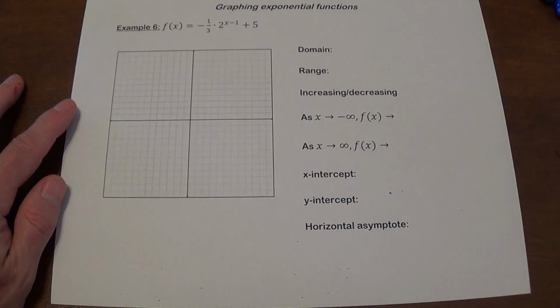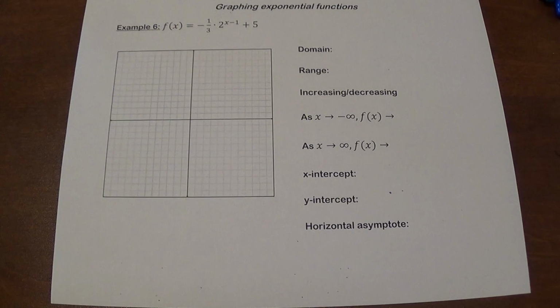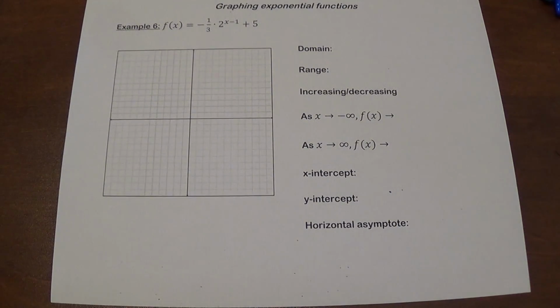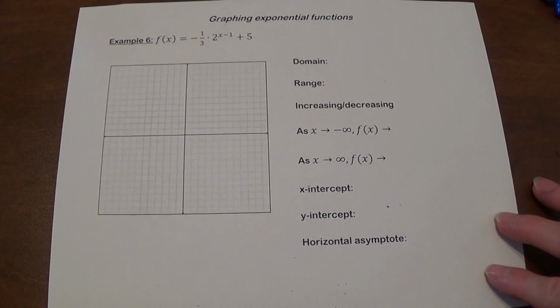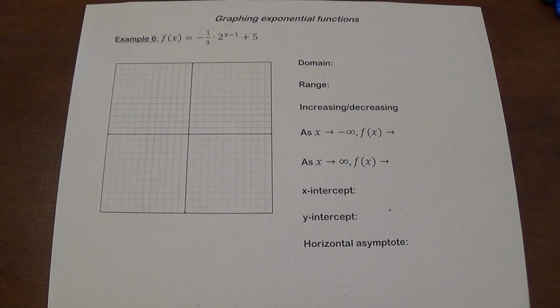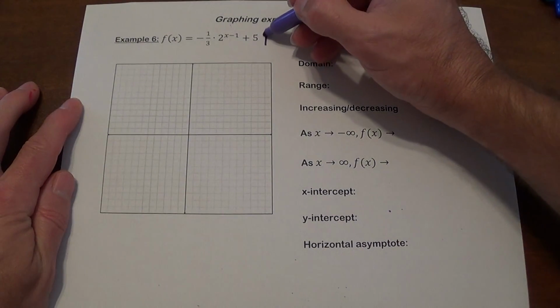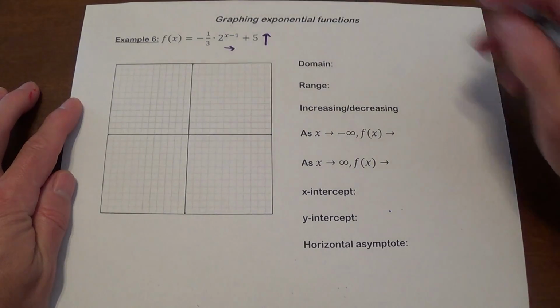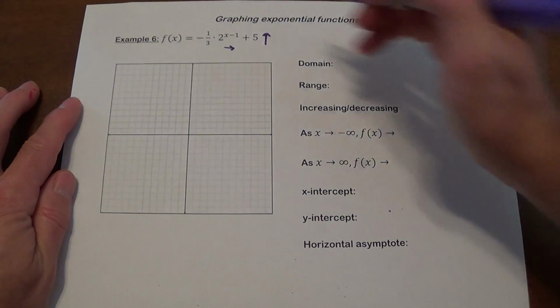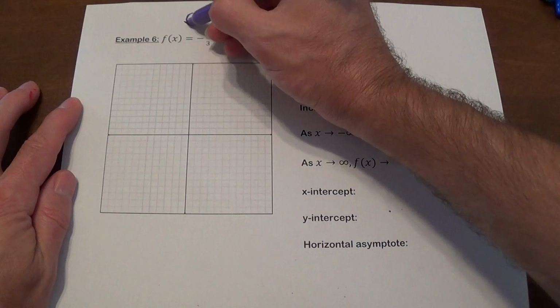Okay. Our last example here is going to be this function. So we do have a vertical reflection here because we multiply the exponential part by a negative number. So we need to make sure that we keep that in mind when we're going to describe everything that we have here. So we do have a vertical shift 5 units up. We do have a horizontal shift 1 unit to the right, and we also reflect that about the x-axis.